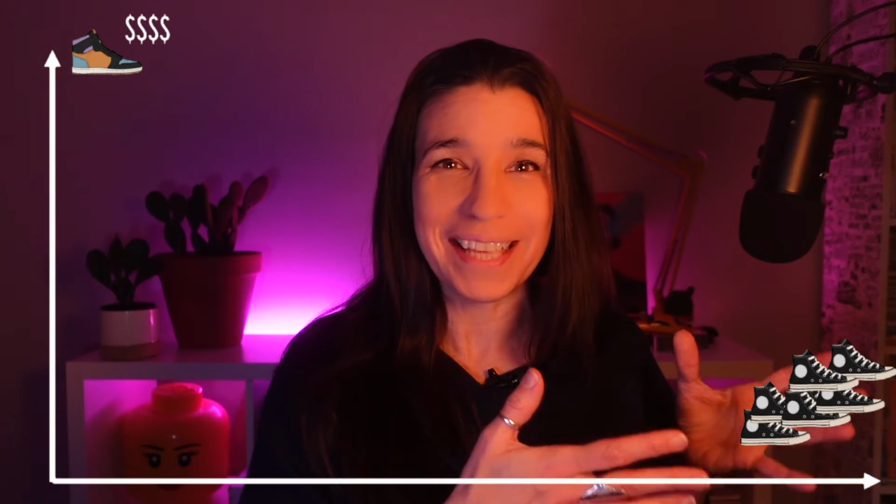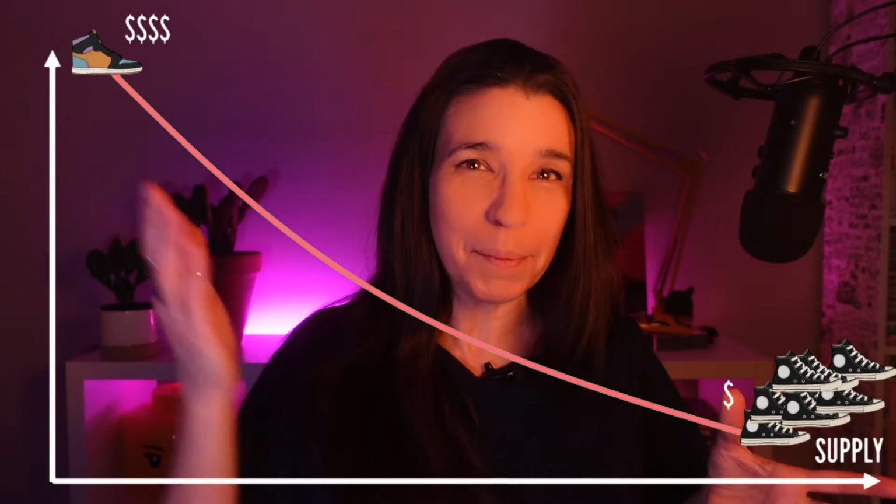So a lot more people want a recent iPhone than an old Nokia, so the iPhone costs more. Price goes up with higher demand. And a limited edition Air Jordan is hard to get because it's so rare, so it costs a lot more than a basic Converse that you can get anywhere. So with increasing supply, price goes down.